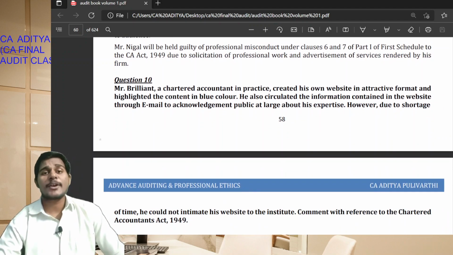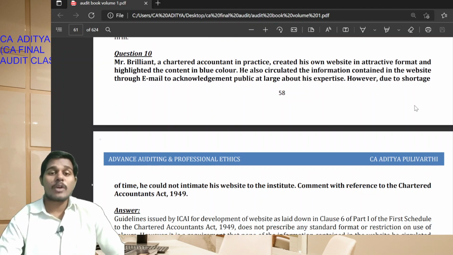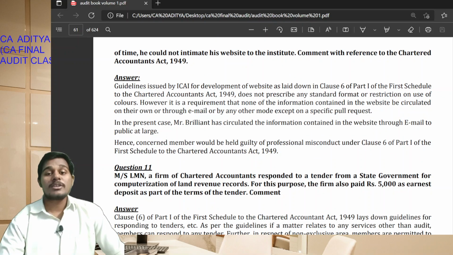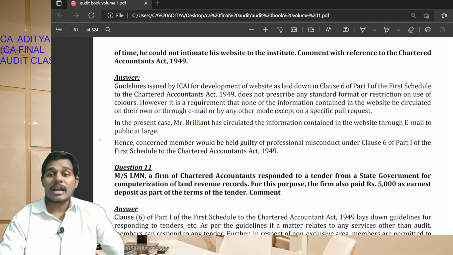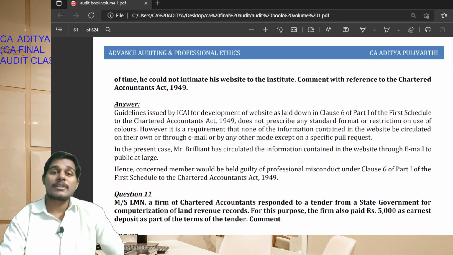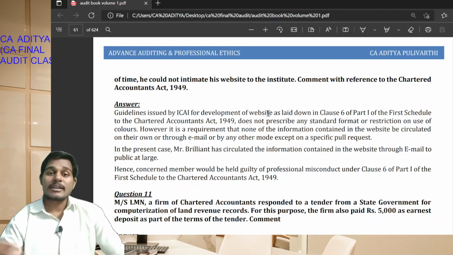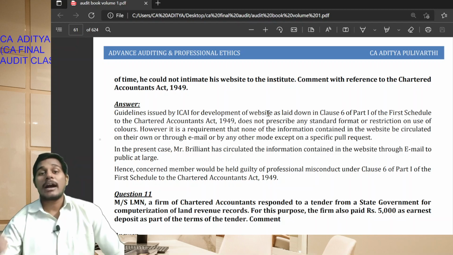Mr. Brilliant, a chartered accountant in practice, created his own website in an attractive format and highlighted the content in blue color. He also circulated the information contained in the website through email at large. However, due to shortage of time, he could not intimate his website to the institute. See, a chartered accountant should intimate it to the institute at the time of paying his annual membership, and also a chartered accountant should not solicit clients directly or indirectly through circular, advertisement or any other means.